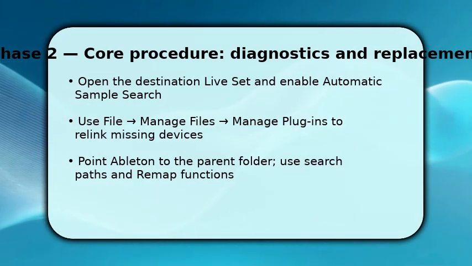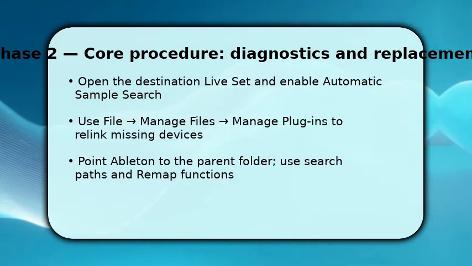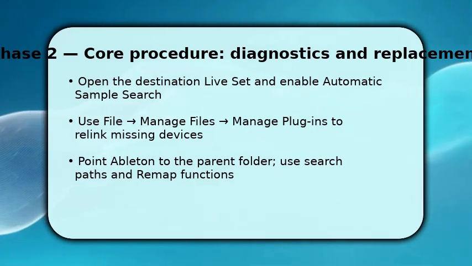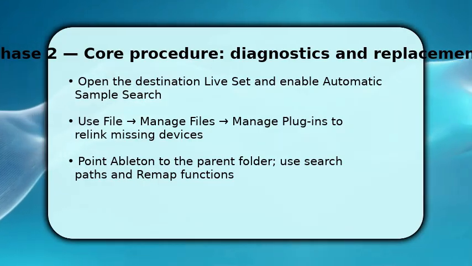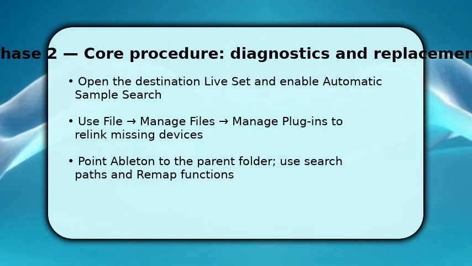Open the set that needs relinking and turn on automatic sample search in Preferences so Live will attempt to find missing audio files. Then open File > Manage Files, and run Manage Plugins to update VST paths. Point Live to the parent folder where you consolidated instruments and samples. If Live still shows missing files, use the browser's search and remap function to manually assign an alternate sample.